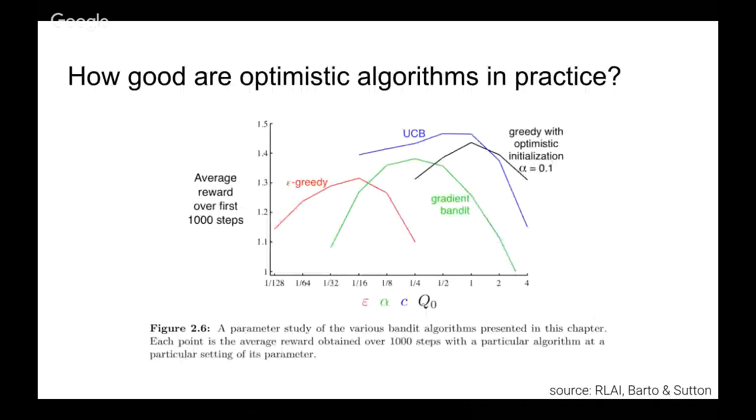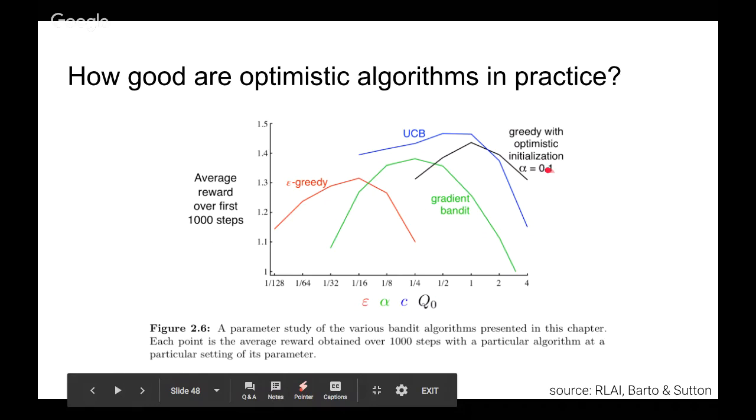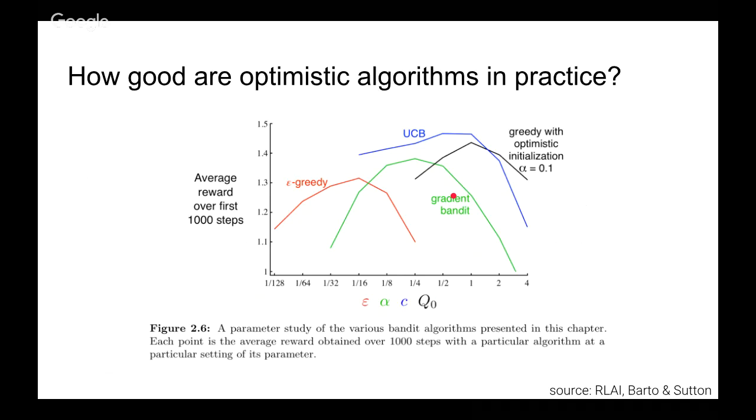So for instance, the greedy algorithm with optimistic initialization, alpha equals 0.1, where alpha is the factor for how much of the old estimate we keep. But the greedy optimistic initialization is actually very performant compared to the UCB.